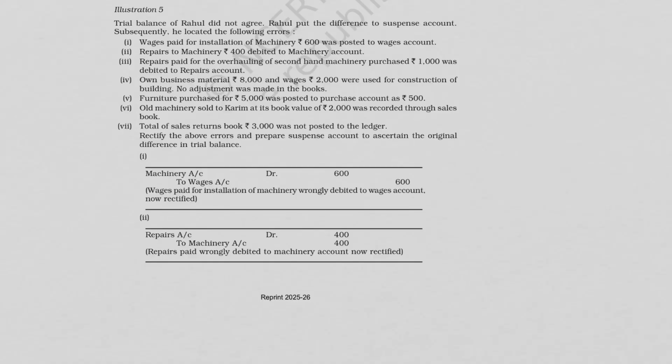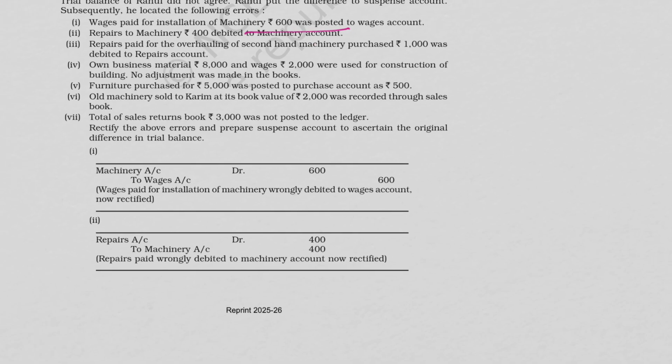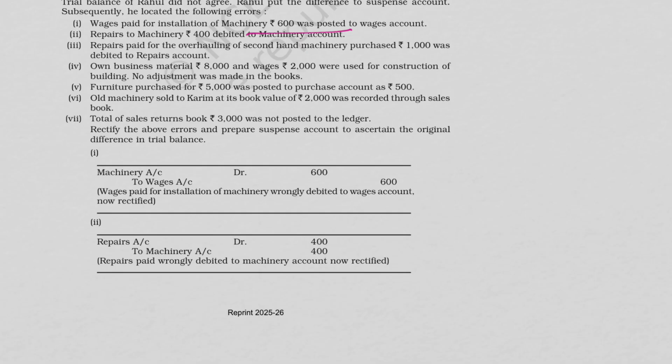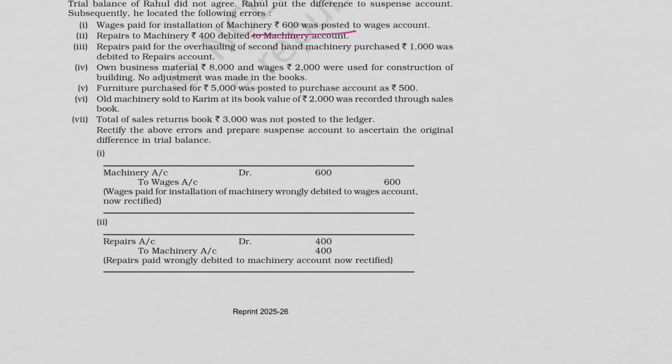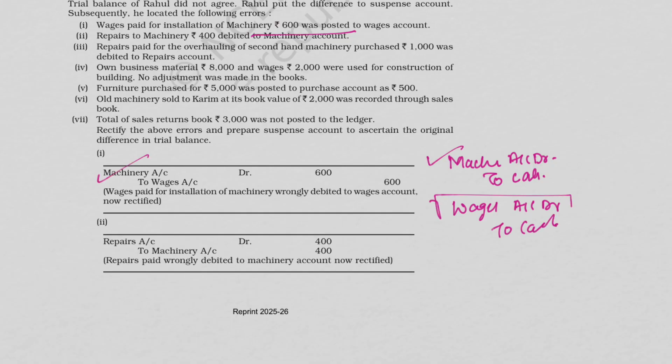Next we have trial balance of Rahul did not agree. Rahul put the difference to suspense account. Subsequently located the following errors. Okay, first of all, the wages paid for installation of machinery 600 was posted to wages account. So wages paid for installation of machinery, first of all, it should have been capitalized. So the entry should have been machinery account debit to cash, but instead we showed it as wages account debit to cash. So this should have been the correct entry. So we'll debit this. Here excess debit in wages account is there.